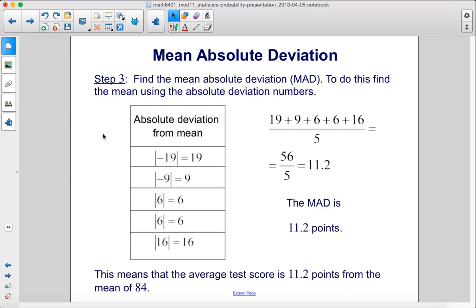Step 3. Find the mean absolute deviation, or MAD. To do this, find the mean using the absolute deviation numbers. So here's the last column from our previous slide, the absolute deviation from the mean. All we're going to do is average together those numbers, 19, 9, 6, 6, and 16. We average those together by adding them together and then dividing by the number of numbers, which is 5, and we get 11.2 as our mean absolute deviation. This means that the average test score is 11.2 points from the mean of 84.